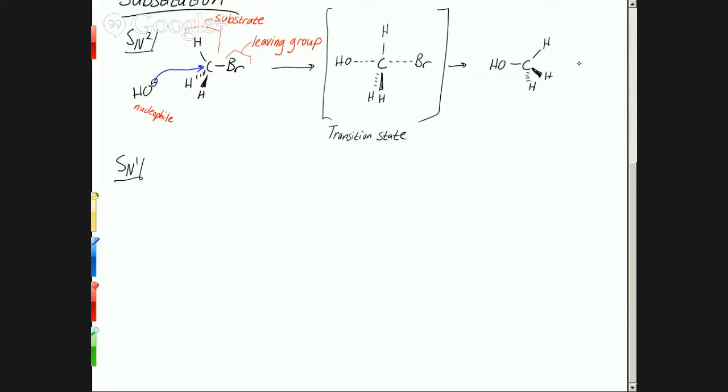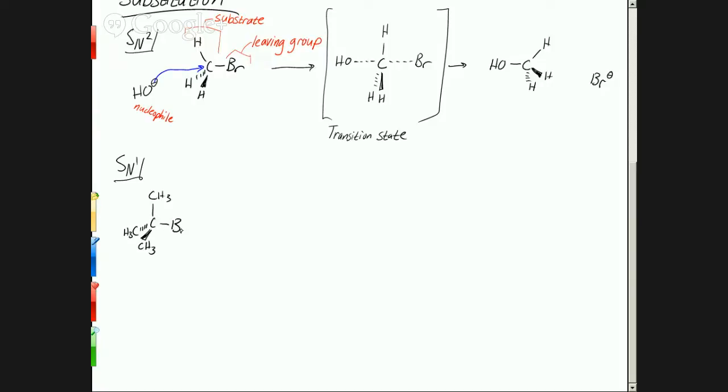Oh yeah, which we didn't draw over here. So we end up with the same thing, but it happens in a different way. It happens in a different mechanism, different steps. Right. So an SN1 reaction generally happens with a larger substrate that is more sterically hindered, which means it has more stuff around it.